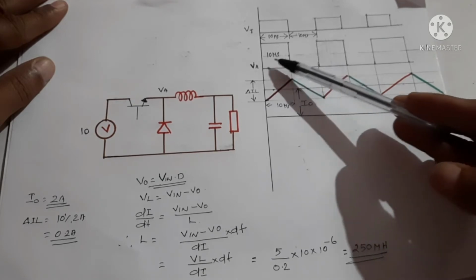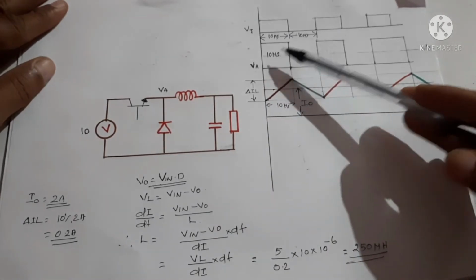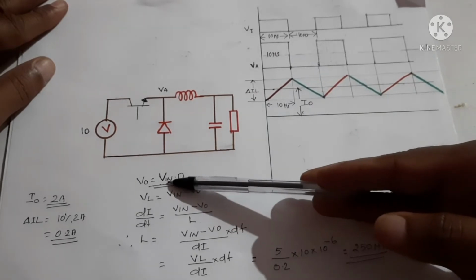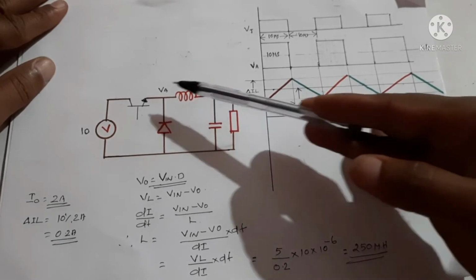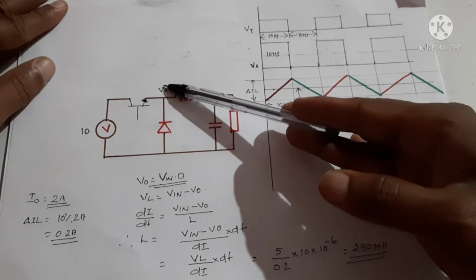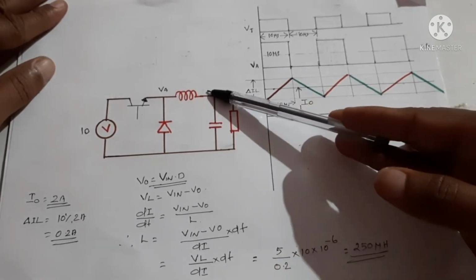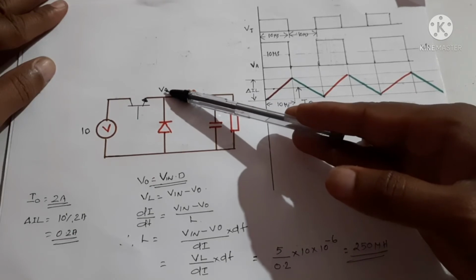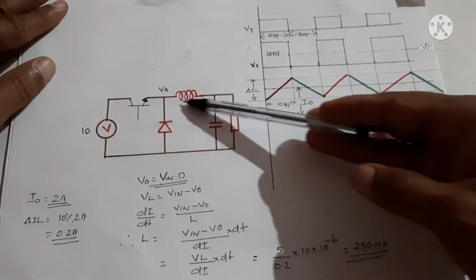This is the full time, and only half the time the transistor is on. So the output voltage will be half of the input voltage. So Vin into D. Now the voltage across the inductor will be, this point is Vin. When the transistor is on, during this time the voltage at this point is Vin and the output voltage is V0. So Vin minus V0. Vin is 10 and V0 is 5. So 10 minus 5. The voltage across the inductor will be 5 volts.